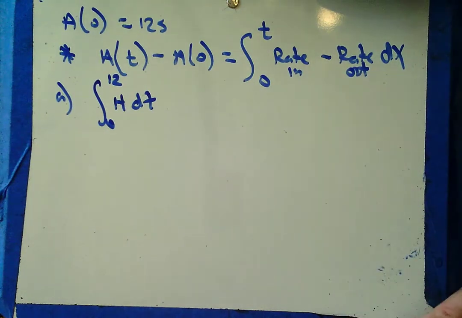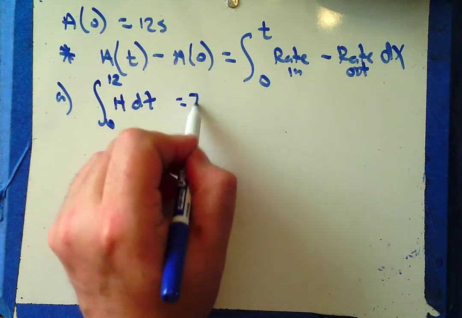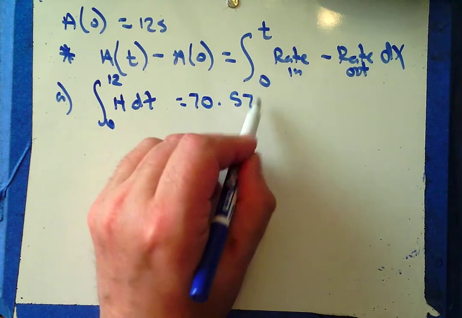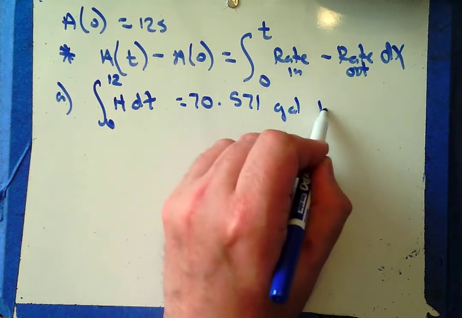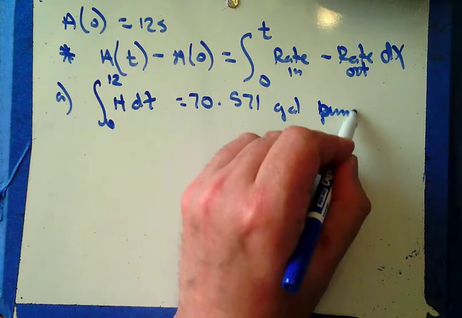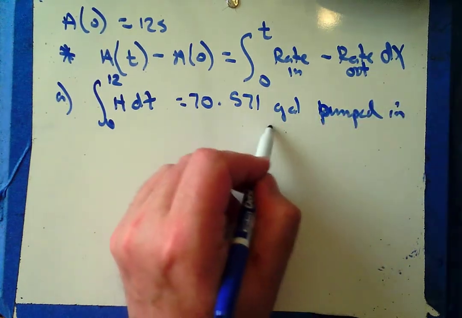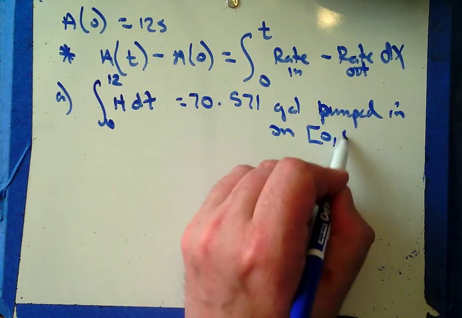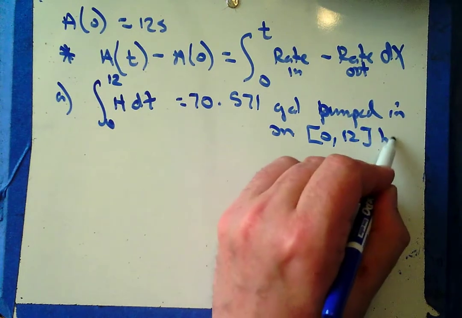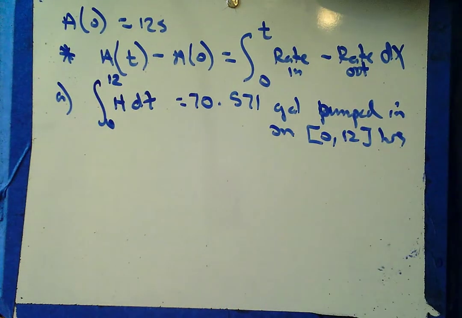And when I did that on my calculator, I got 70.571 gallons pumped in on 0 to 12 hours. Okay, part B. Part B says, is the level of heating oil in the tank rising or falling at time equal to 6?